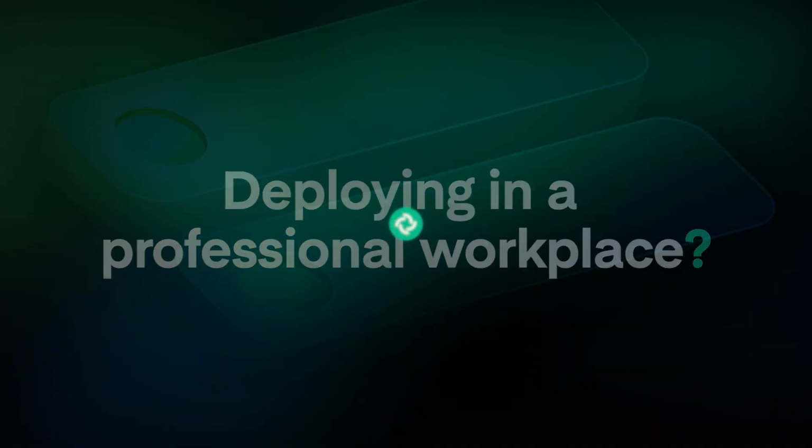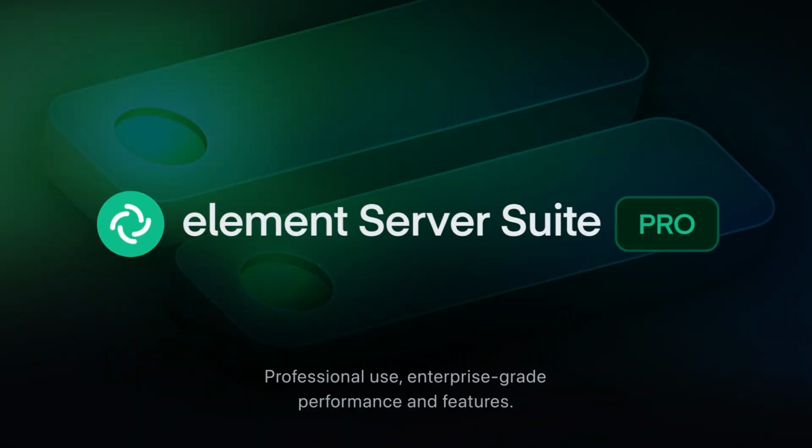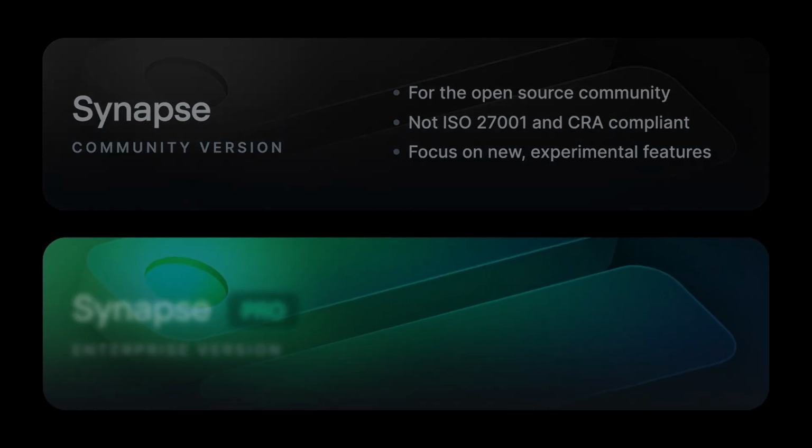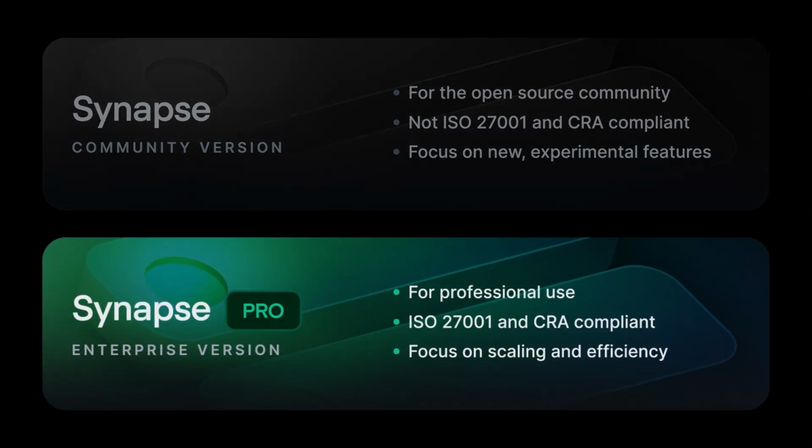If you need a system for a professional workplace, ESS Pro takes it up a level. It's built for governments and large organizations with out-of-the-box deployment using proven, scalable methods. And it replaces Synapse with Synapse Pro, purpose-built for performance and scalability.